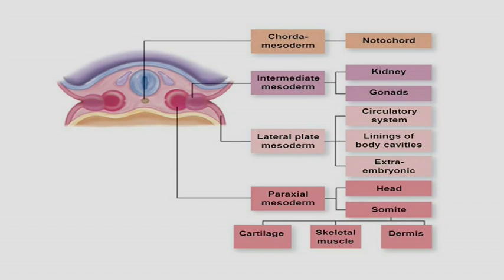The mesoderm has four different components: intermediate, paraxial, lateral plate and chorda mesoderm. The mesodermal cells begin the process of differentiation through interaction with the ectodermal and endodermal cells using different cell signaling cascade mechanisms. The intermediate mesoderm gives rise to kidneys and gonads.